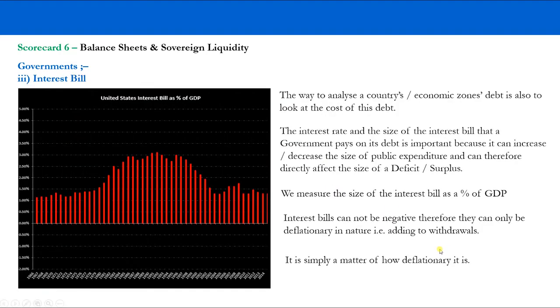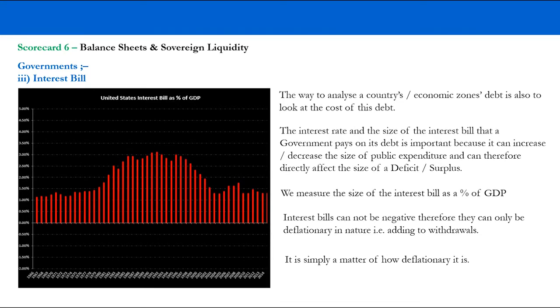Now, what about the next driver? The next driver we're going to look at is the interest bill. So why do we look at the interest bill? Well, the way to analyze a country's or economic zone's debt is also to look at the cost of the debt. And the interest rate and the size of the interest bill that a government pays on its debt is important, because it can increase or decrease the size of public expenditure and can therefore directly affect the size of a deficit or surplus. So what we do is we measure the size of the interest bill as a percentage of GDP.